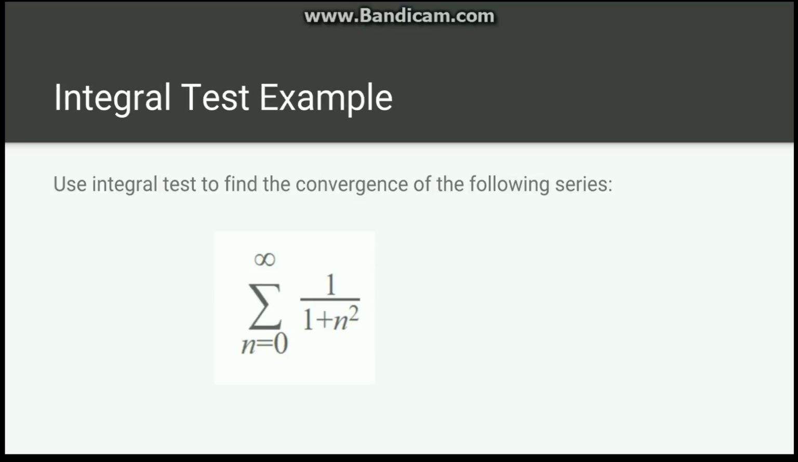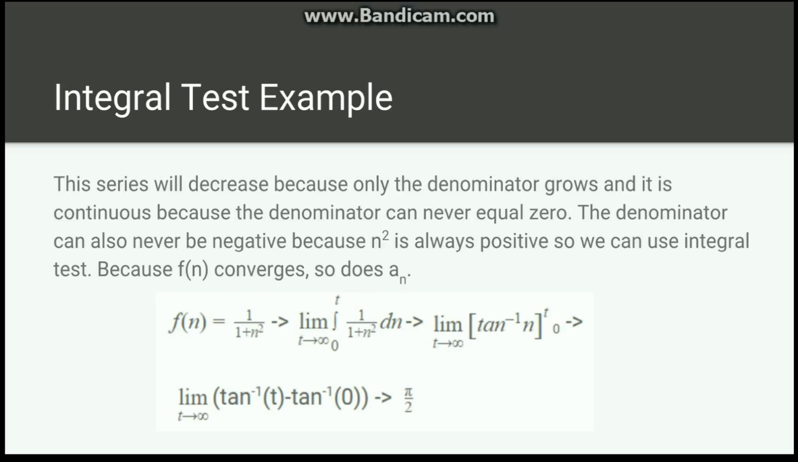So here we have an integral test example, where we have a series that is 1 over 1 plus n squared. So in order to solve it, we know that the series will decrease because only the denominator grows, and it's continuous because the denominator can never equal 0. The denominator can also never be negative because n squared is always positive.